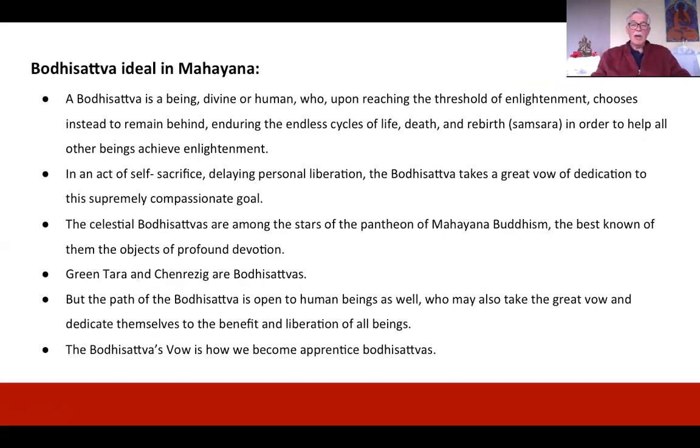The path of the Bodhisattva is open to human beings who may take a great vow, the Bodhisattva's vow, and dedicate themselves to the benefit and liberation of all beings. That's what we do every day at the Tibet Buddhist Center, or you guys do, when you take the Bodhisattva's vow, or when you take a pledge, you do your spiritual practices for the sake of all other sentient beings, for the benefit of all, not just for yourself.